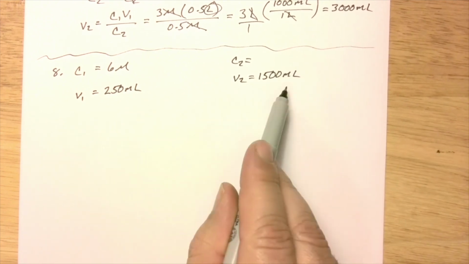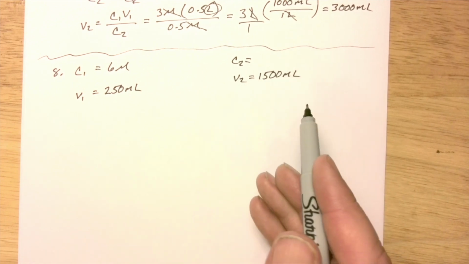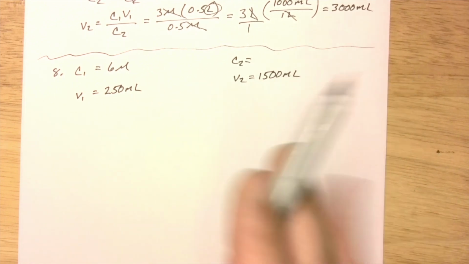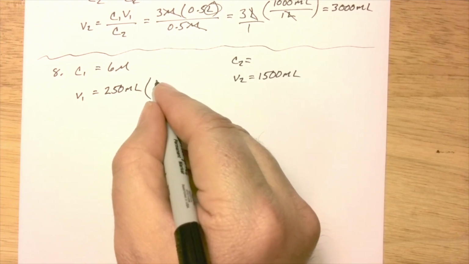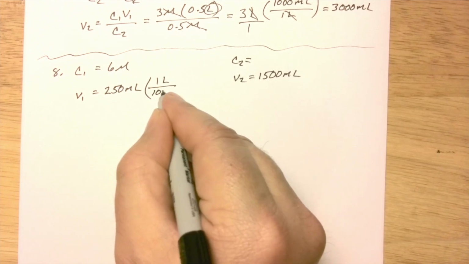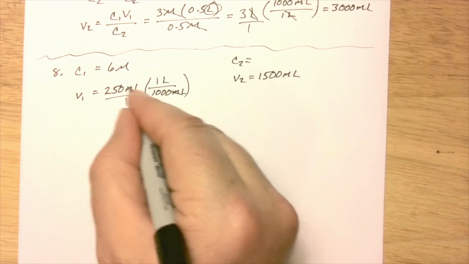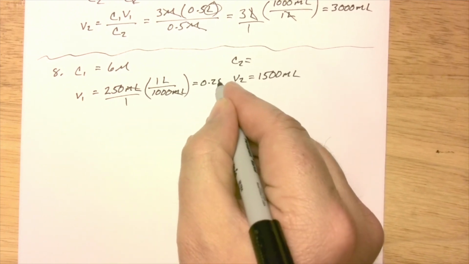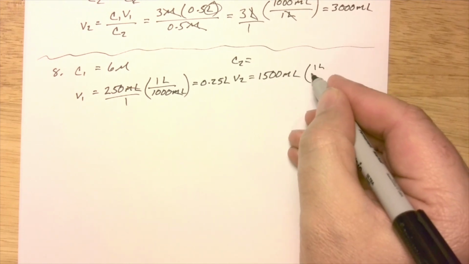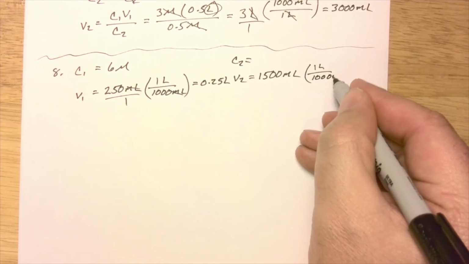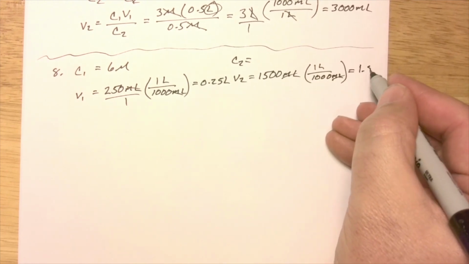Now, if you notice your units, we need to use units of liters. You could actually do it without converting here, but I still just want you to get in the practice of doing this. So milliliters into liters, so 1 liter over 1,000 milliliters, all over 1. Milliliters will cancel out. So that's 0.25 liters. Same thing with this: 1 liter all over 1,000 milliliters. Milliliters will cancel out, so that gives you 1.5 liters.